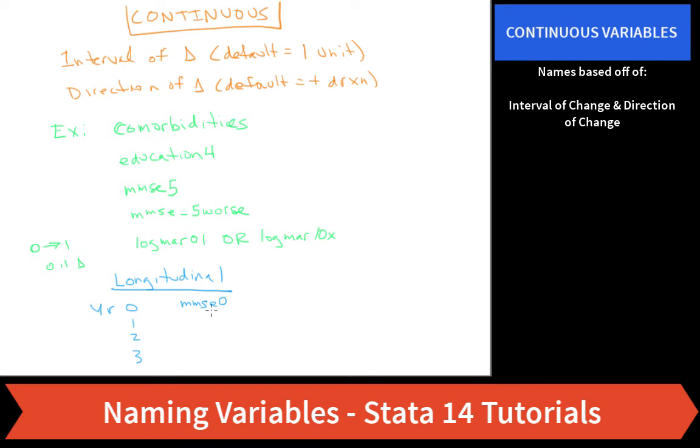I usually like to put down the year right next to the variable and link those two together. And then I would put an underscore, and now I would say 5 better to indicate that this means 5 units better. And in year 3, this variable will become MMSE 3, 5 better. Likewise, logMAR year 0 would be described as such, and at year 3 would be logMAR 3, 10x.